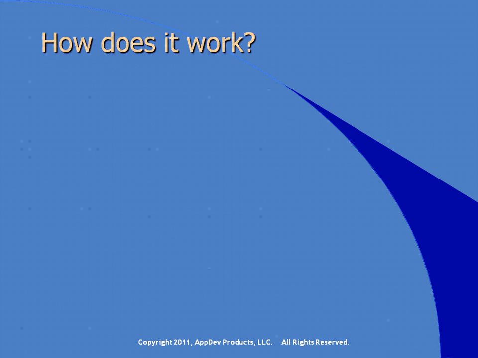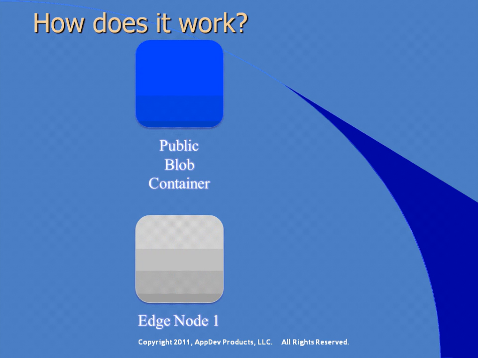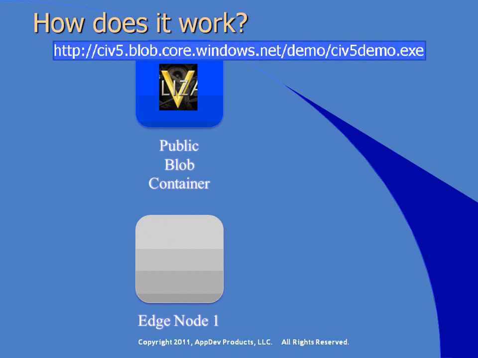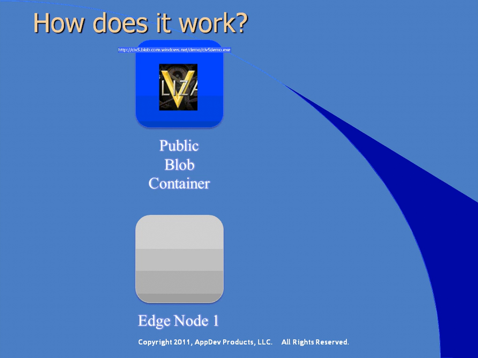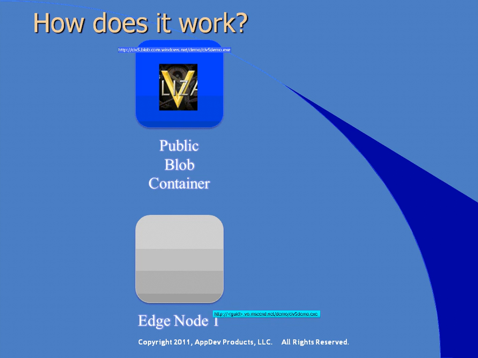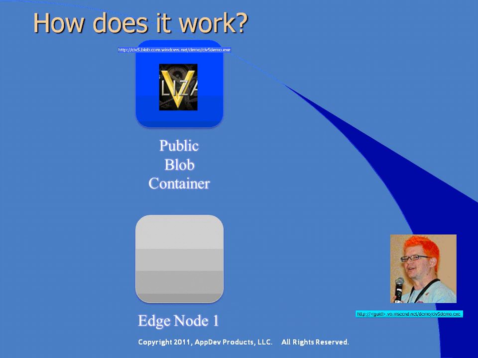So let's take a look at how the Content Delivery Network works. I have my public blob container and a single edge node in this example, and I have a video that I want to make available. And to make it available, here's the blob URL. Instead of having my users access the public blob URL, they're going to hit the edge node URL. And in this case, I have an orange hair guy that wants a copy of that blob.